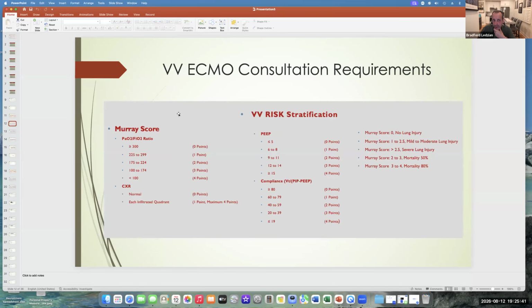Same thing with the Murray score. The Murray score looks at your PaO2/FiO2 ratio, which is a fancy way of talking about how much shunting is going on in your lungs. And so shunting is when you have blood flowing by adequately, but you don't have gas exchange in the alveoli. The blood is just shunting by, not participating in gas exchange. And so the more diseased your lungs are, the more alveolar units are not participating, the more shunting, the more hypoxia you have going on.